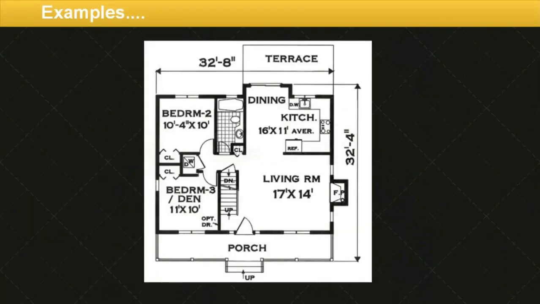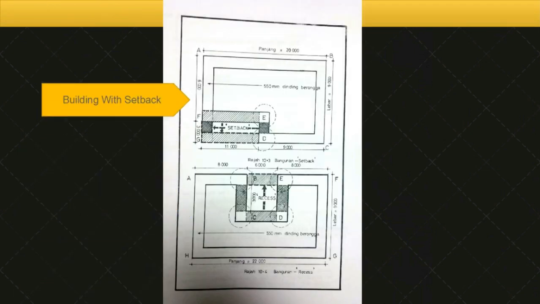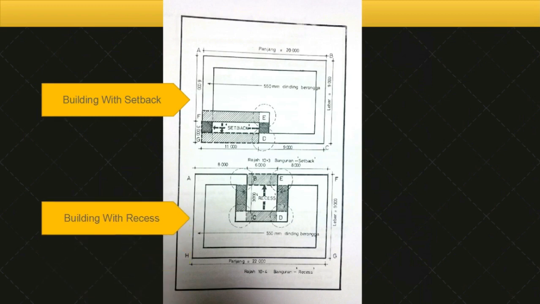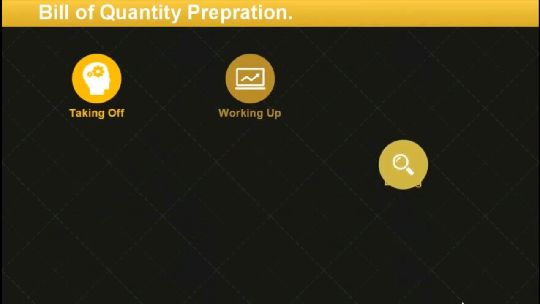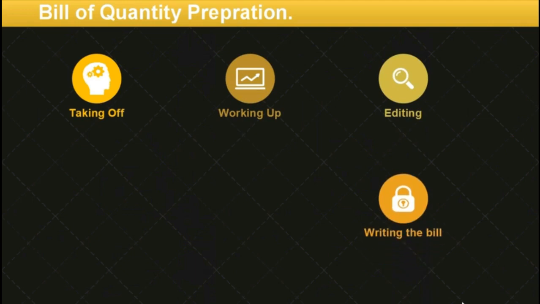So, this is the example of rectangle building, building with setback, and building with recess. Next is the step in bill of quantity preparation. We have taking off, working up, editing, and writing the bill.